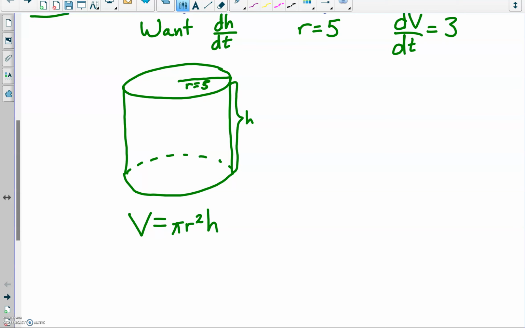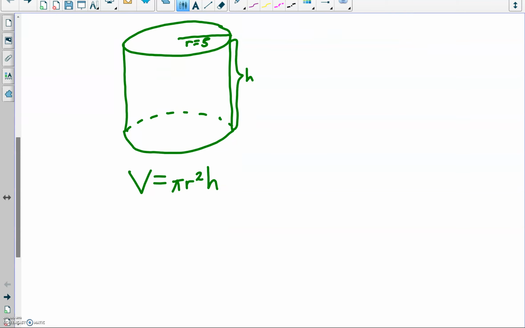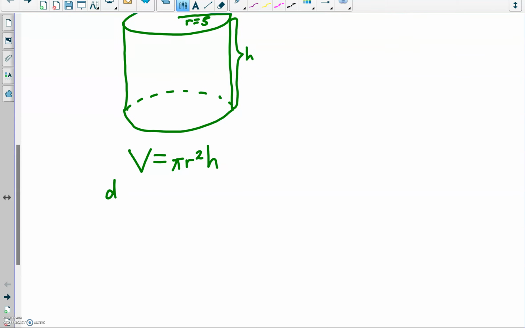So once you have an equation set up that relates the variables of interest, the height, the radius, the volume in this case, now we're going to take this equation and derive the whole thing with respect to time. So I'm going to take d/dt of this whole entire equation. On the left side, I'm just going to get dV/dt. On the right side, I've got a couple of variables multiplied by each other. Got to use the product rule.